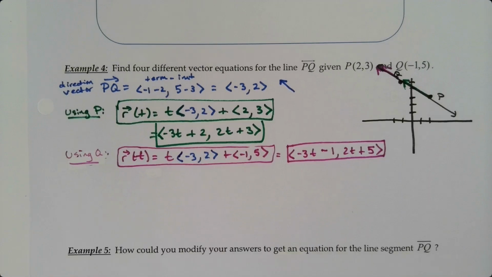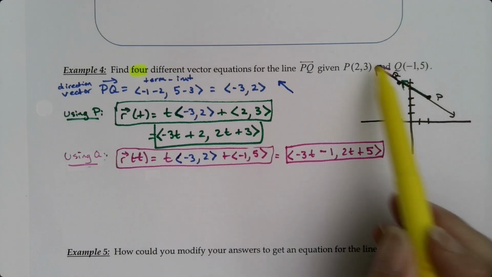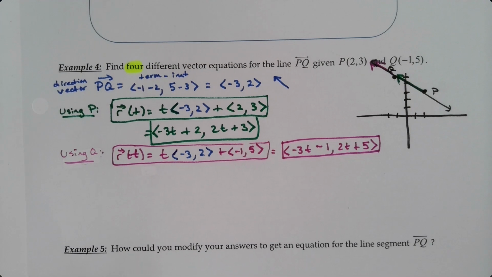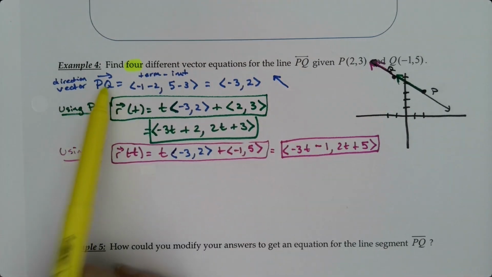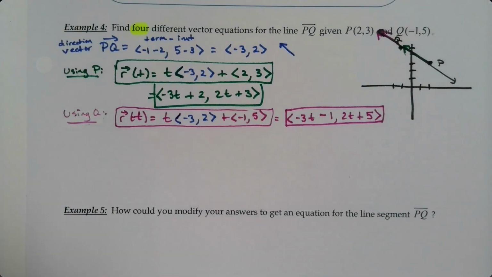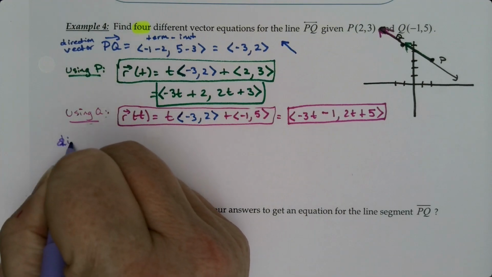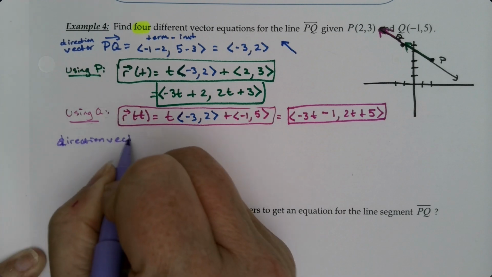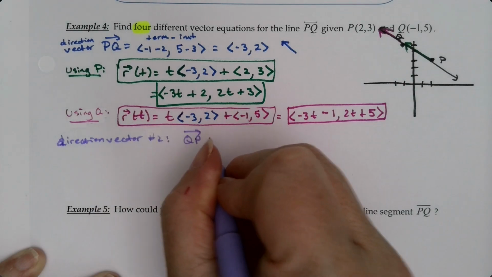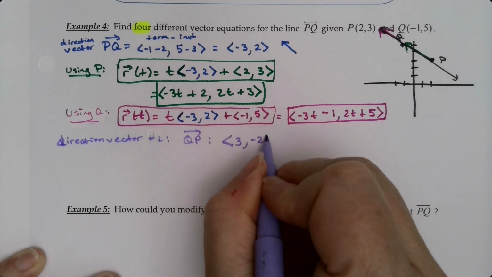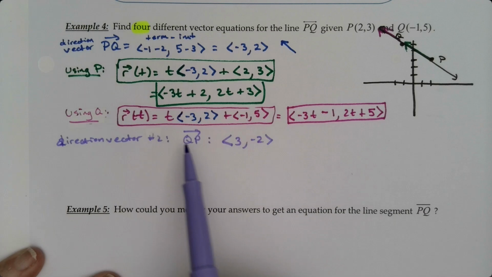Okay, but it said to do this 4 times, and so far we only have 2 of them. We have starting at P and going that way, and we have starting at Q and going that same direction. But what's the other direction? Well, it's pointing downward, working your way down the line. So instead of going PQ, my second direction vector could be QP. Direction vector number 2 would be QP, and we already know what that would be. It's (3, -2), because it's going the opposite way, so the signs just switch. If you want to, double check me, but it's going to work, QP.